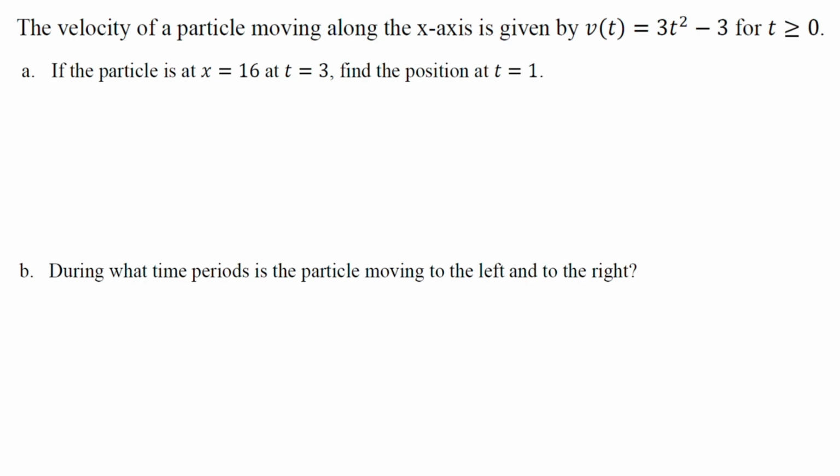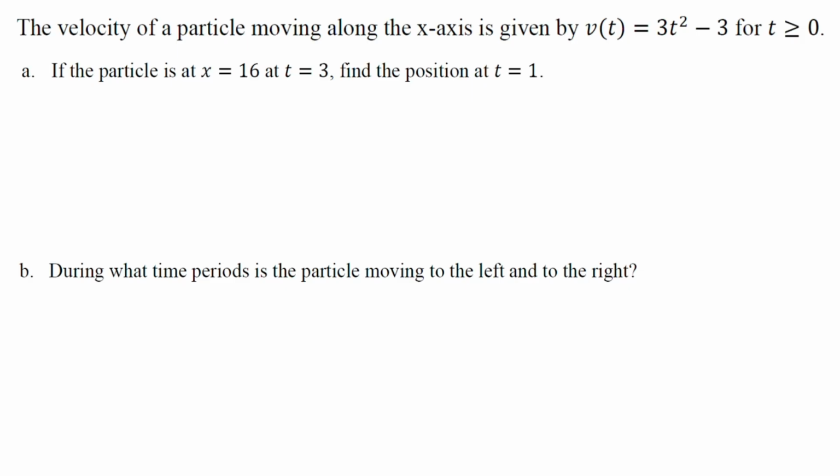All right, this is going to be our walkthrough for the homework assignment titled More Integral Motion. We're starting off with a velocity of a particle moving along the x-axis given by v of t is 3t squared minus 3 for t greater than or equal to 0. And we're given that the particle is at x equals 16, a position of 16, when t is 3. We want to find the position at t equals 1.